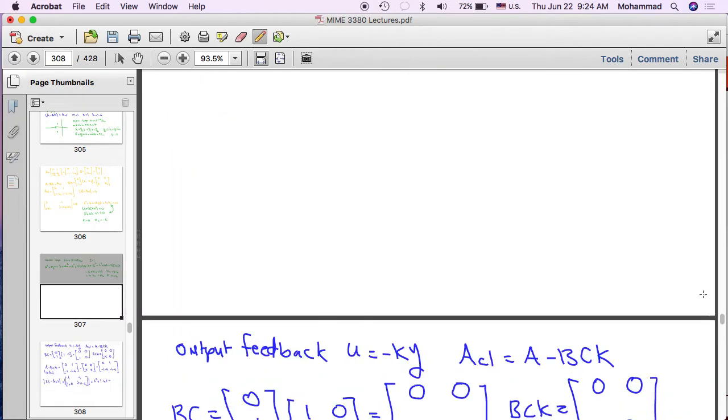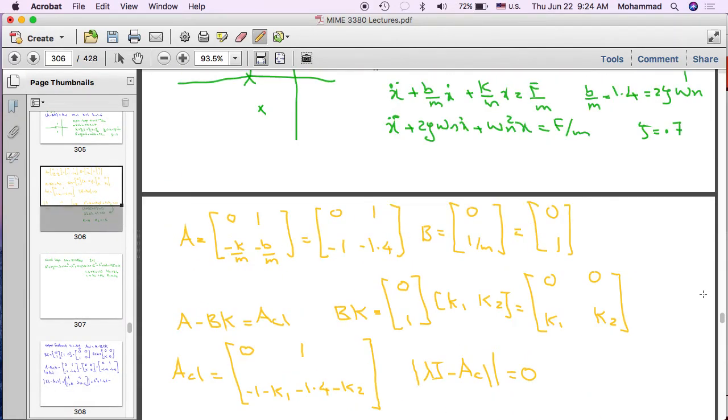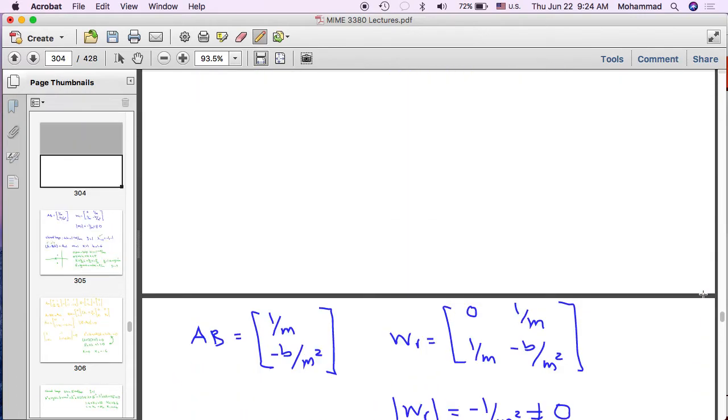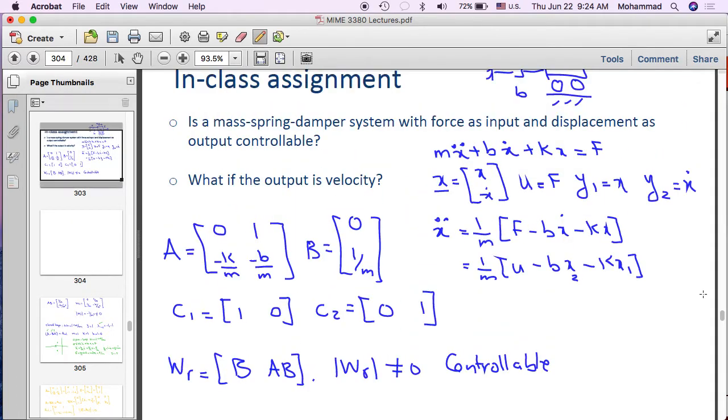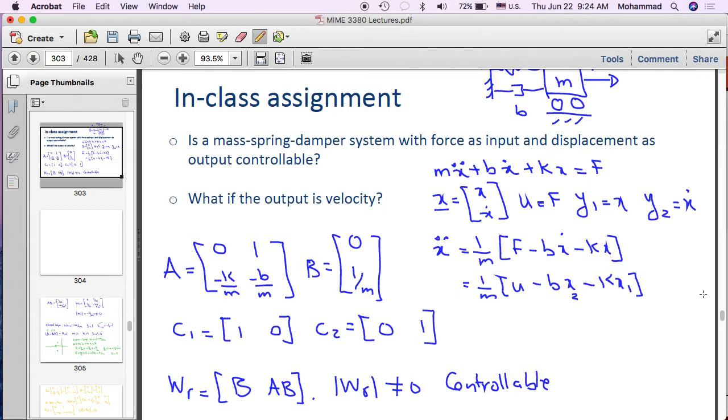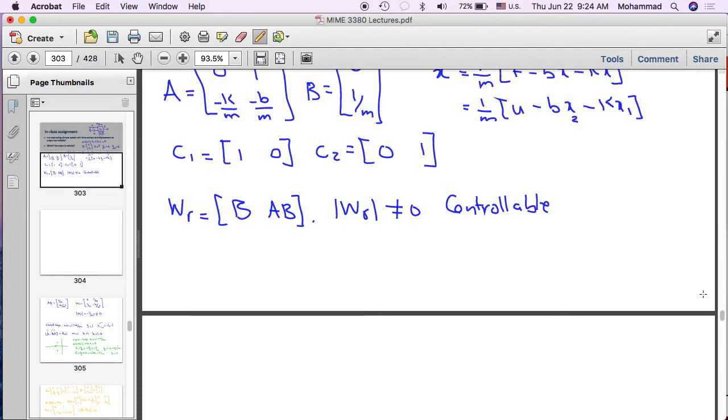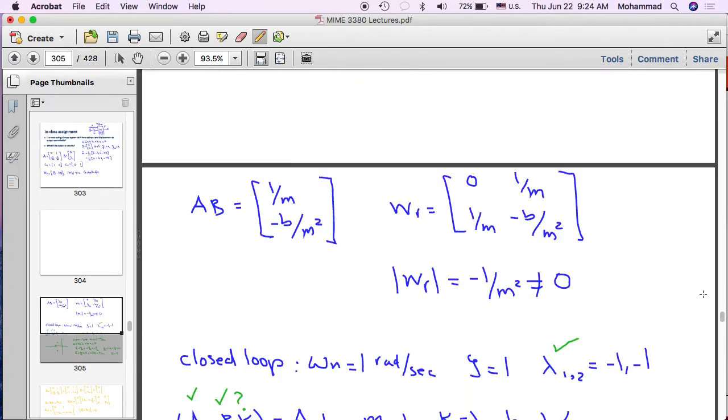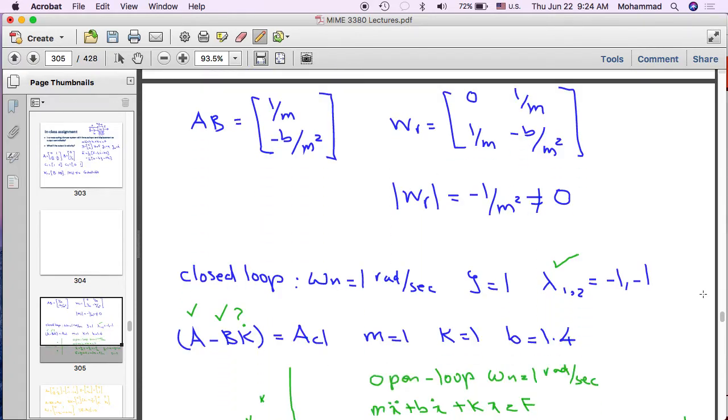Good question. Let's go back. You remember when we set up this problem, we found the A matrix to be 0, 1, minus K over M, minus B over M. That's the general form, and it comes from the differential equation. Later, when we solved the previous section of the problem, we assumed numbers. We said M is 1, K is 1, and B is 1.4.